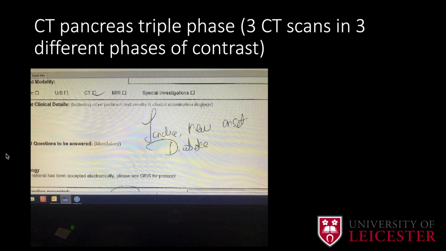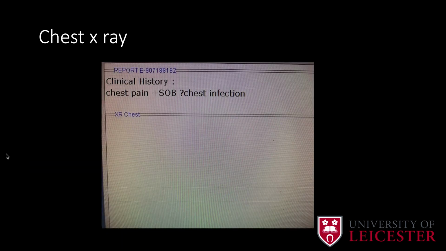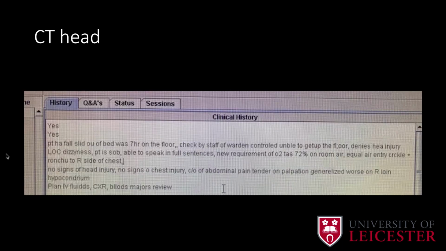A CT pancreas, triple phase. So these are 3 CT scans of the patient in different phases of contrast, and the information we have: jaundice and new onset of diabetes. There's no clinical question provided. A chest X-ray just says pain and shortness of breath, chest infection. There's no information if the patient is coughing, no information of inflammatory markers, of negative or positive troponins, and so on.